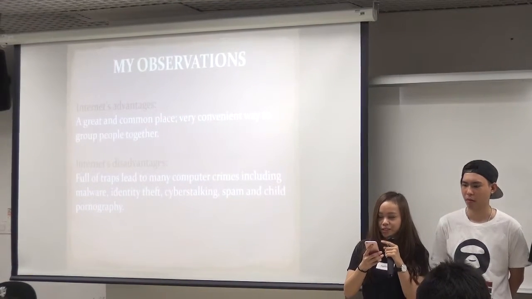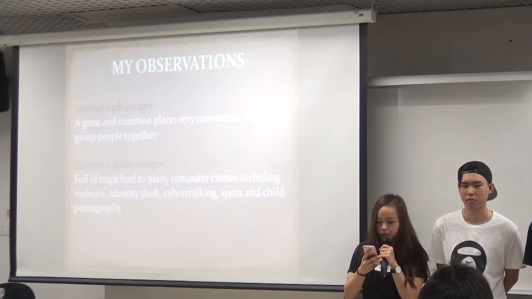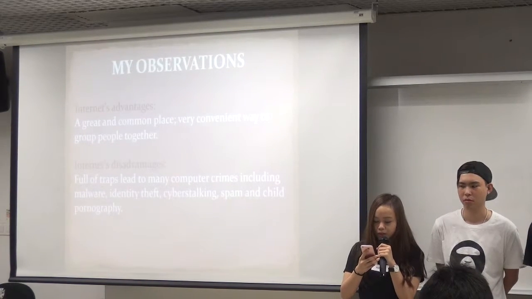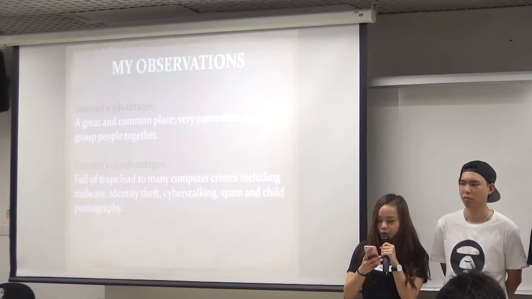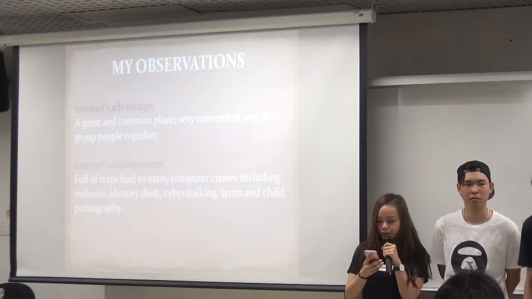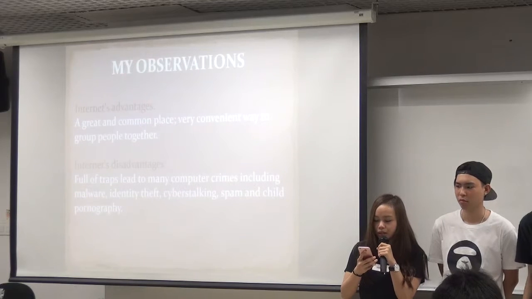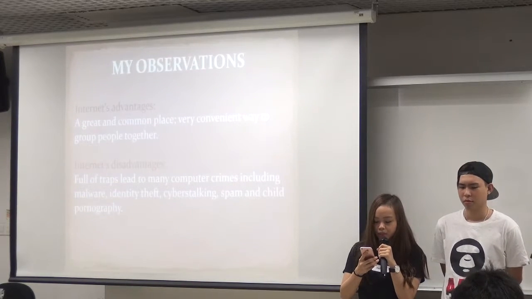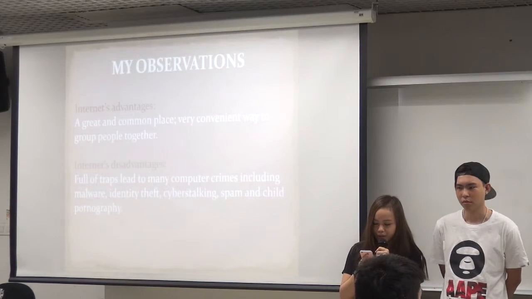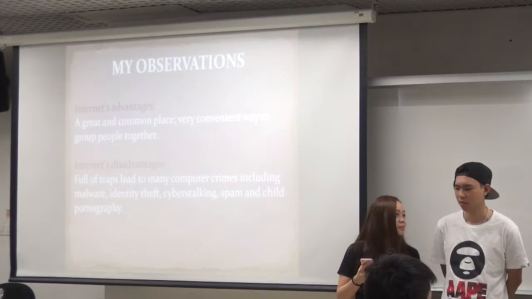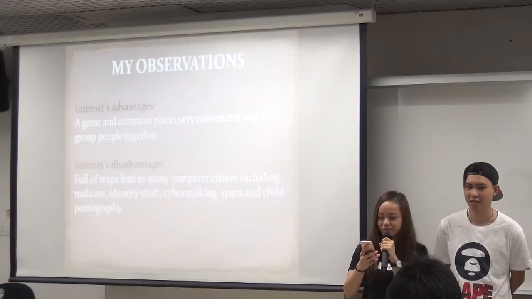separate into different degrees. In fact, everyone can very easily become one of the victims. Although you think that you are very smart and you will never be one of the stupid victims, the internet is full of traps that people may fall into very easily. That's why many computer crimes happen. Computer crimes are malware, identity theft, cyber stalking, spam, and child pornography.